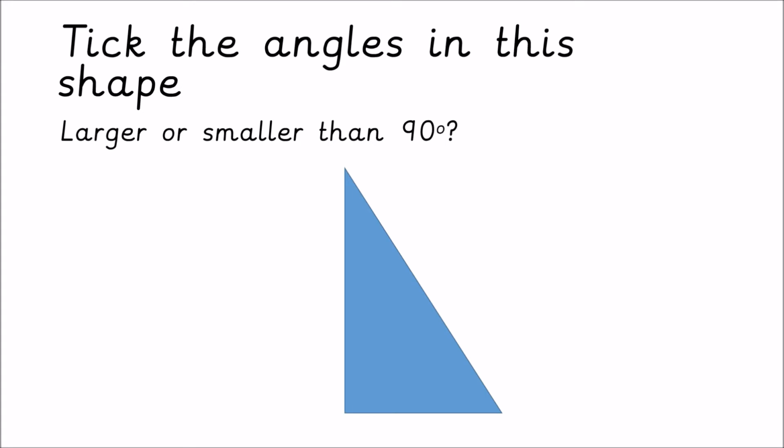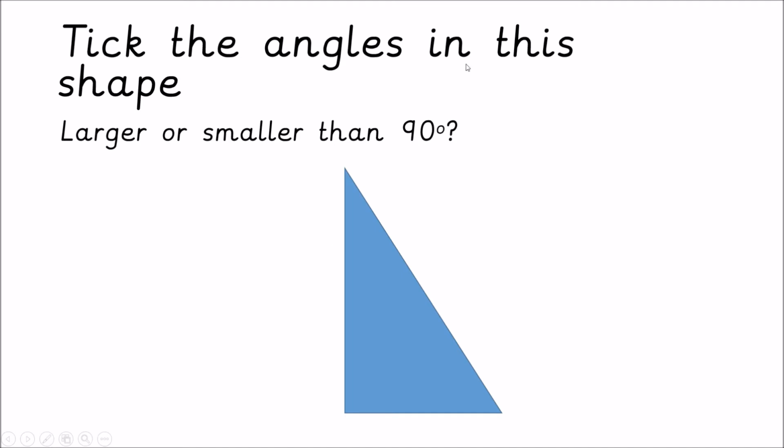So let's start with recognizing angles in a shape. We have a shape here. It is a right-angled triangle. There is a right angle in it. And I need to tick the angles in the shape, note the word in the shape, and label them as larger or smaller than 90 degrees. Now you'll remember 90 degrees is a right angle, one of those bookend corners that we spoke about.